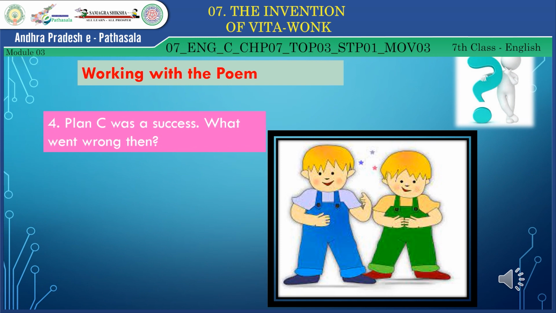dear students, at last the author could climb the tree with plan C. But what went wrong in the plan? You have to explain it. So, plan C was a success. What went wrong then? That is the question for you. Another question.